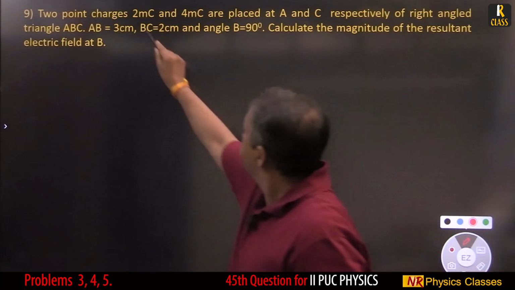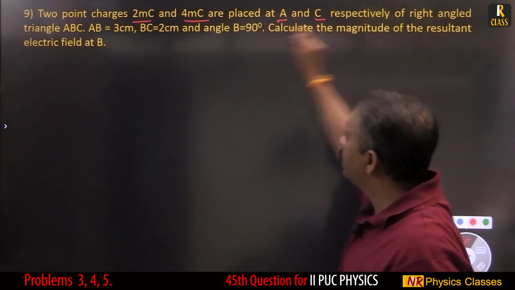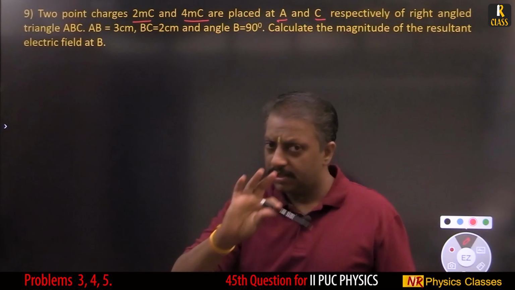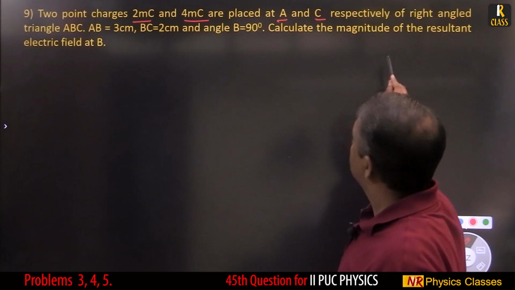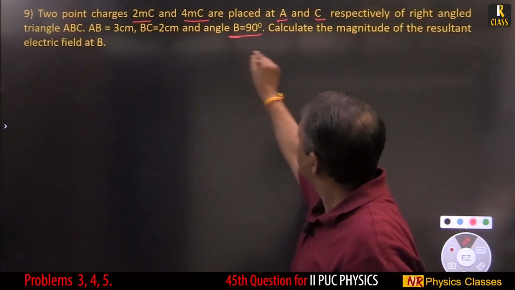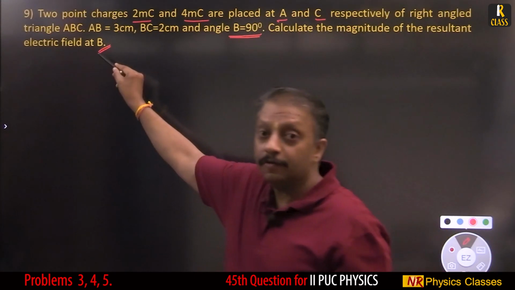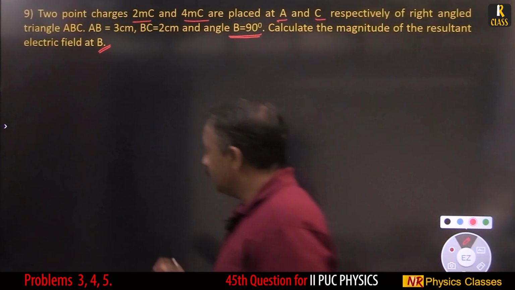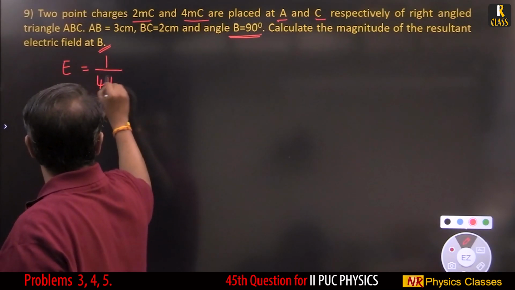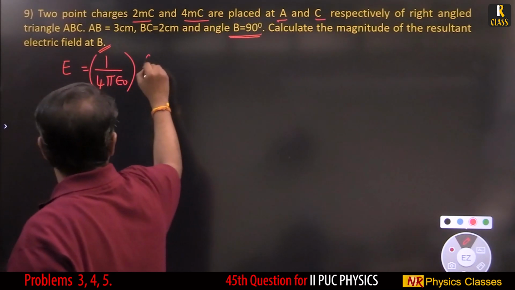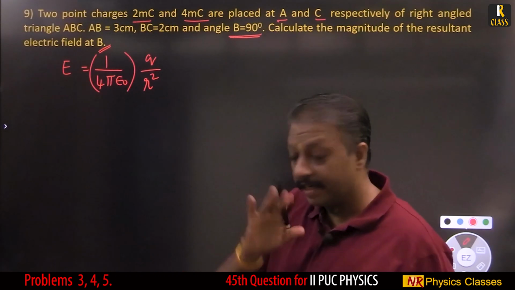Two point charges, 2 milli and 4 milli, are placed at A and B respectively of a right angled triangle ABC. Construct a diagram. Be careful with ABC and the angle. B is 90 degree. So B is at 90 degree. Calculate the electric field at B. So we have to find the resultant field at B. Electric field equal to 1 by 4 pi epsilon naught Q by R square. We have the expression. Now the right angle triangle diagram.